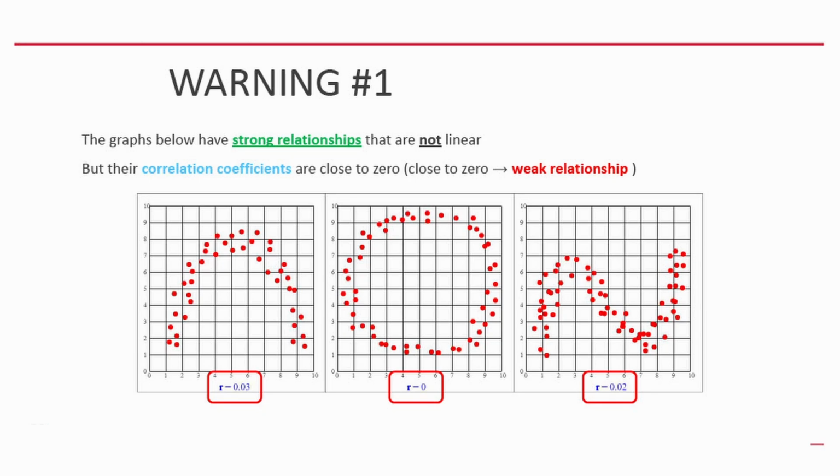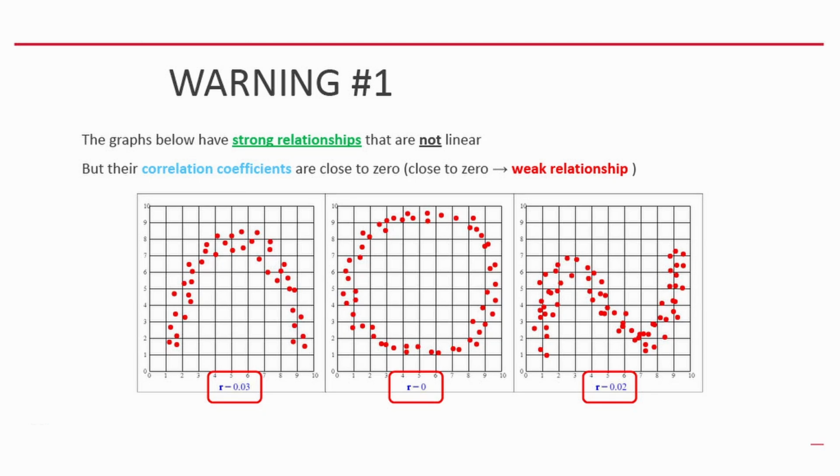But if you were to take the data points in those scatter plots and calculate their correlation coefficients, you would get correlation coefficients about 0. So if you weren't looking at the scatter plots and you just had this data in a spreadsheet, and you said, wow, look at these correlation coefficients. One is negative 0.03. One is exactly 0. One is negative 0.02. There must be no relationships here. You'd be wrong. It's just that the relationships aren't linear.